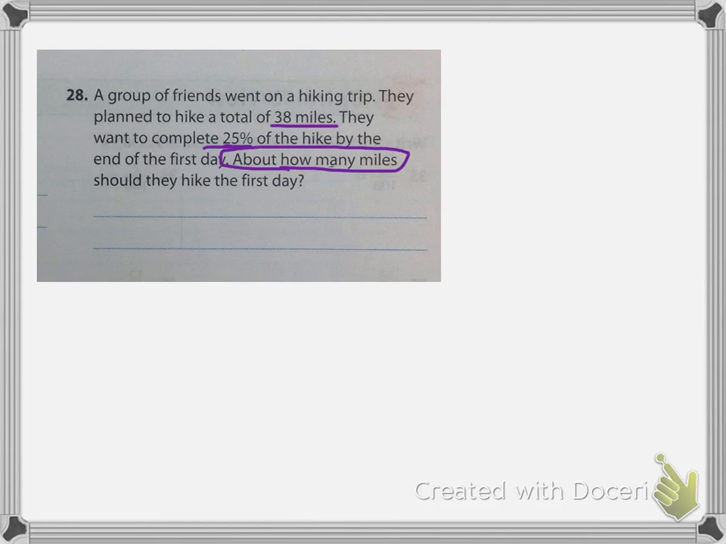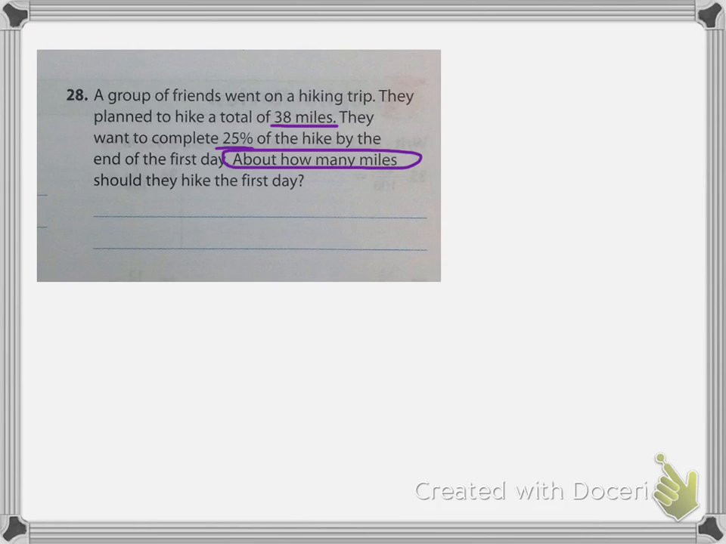So let's take a look at one key word first. Notice here where it says about. What that means is that is your indication that this is an estimate problem. So even if the directions don't say estimate, you want to make sure that when you see that word about, you actually estimate the problem. So let's go ahead and look here. About how many miles should they hike the first day?